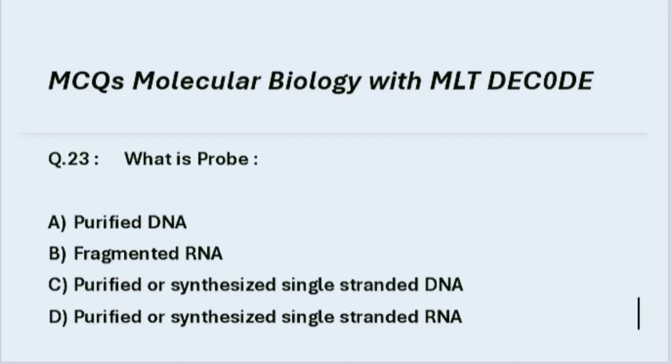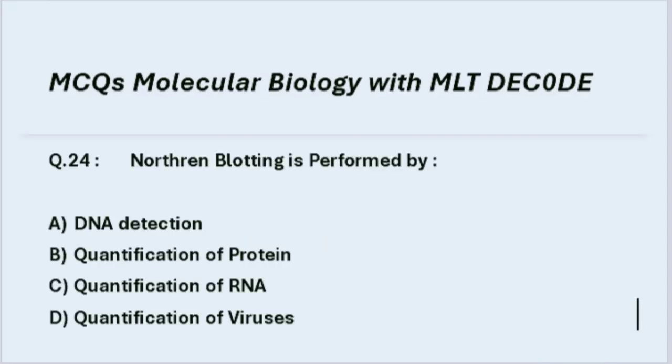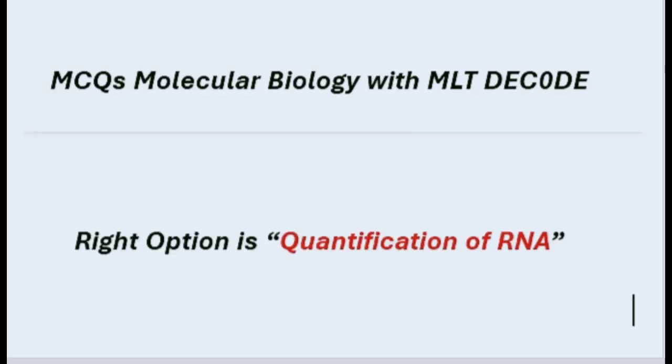Next is: what is a probe? Purified DNA, fragmented RNA, purified or synthesized single-stranded DNA, purified or synthesized single-stranded RNA. The right answer is purified or synthesized single-stranded DNA. Next is: northern blotting is performed for DNA detection, quantification of protein, quantification of RNA, quantification of viruses. The right answer is quantification of RNA.